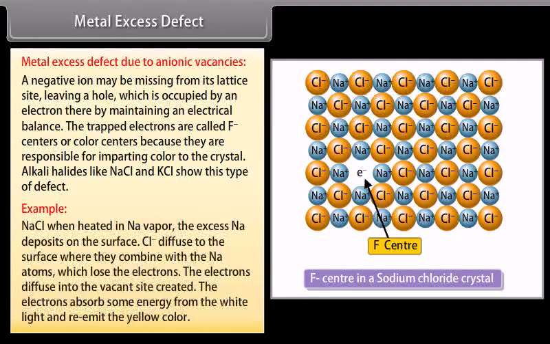Example: when NaCl is heated in Na vapor, the excess Na deposits on the surface. Cl- ions diffuse to the surface where they combine with Na atoms, which lose the electrons. The electrons diffuse into the vacant site created. The electrons absorb some energy from the white light and re-emit the yellow color.